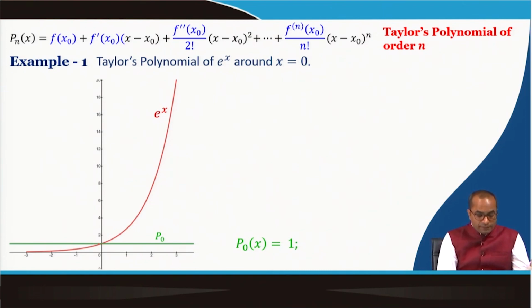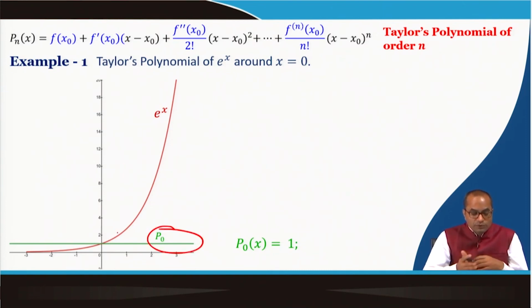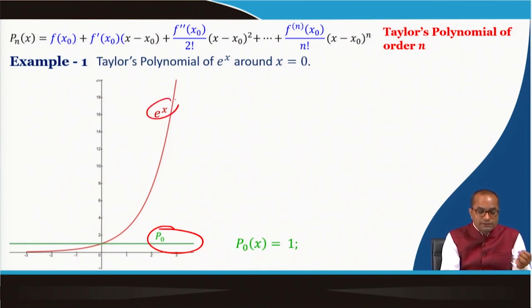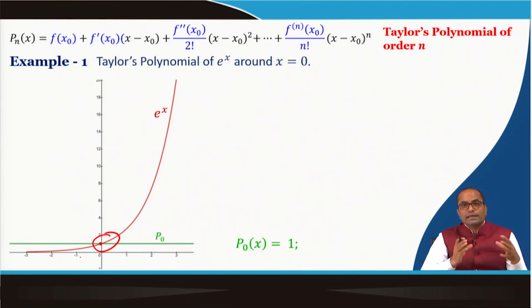But if we are talking about this Taylor's polynomial and we are trying to relate it to this exponential function, what do we see? That it is a very bad approximation. Other than this point, we don't see any closeness between the two.